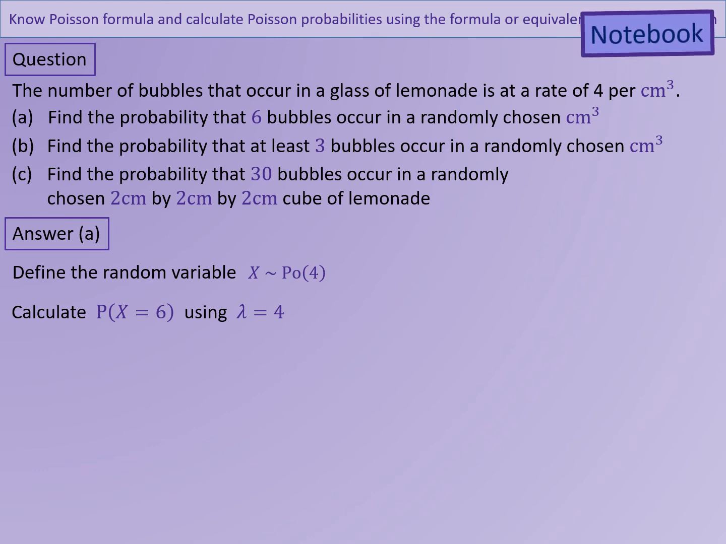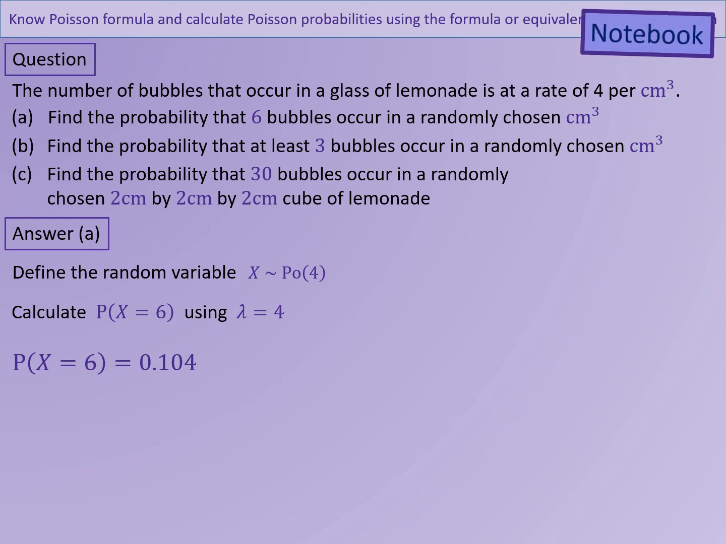We are now going to calculate the probability that x equals 6 and lambda equals 4. This can either be done using the formula or by using the Poisson Pd function on the calculator, which is quicker. So the probability of there being exactly 6 bubbles in a randomly chosen cubic centimetre is 0.104.